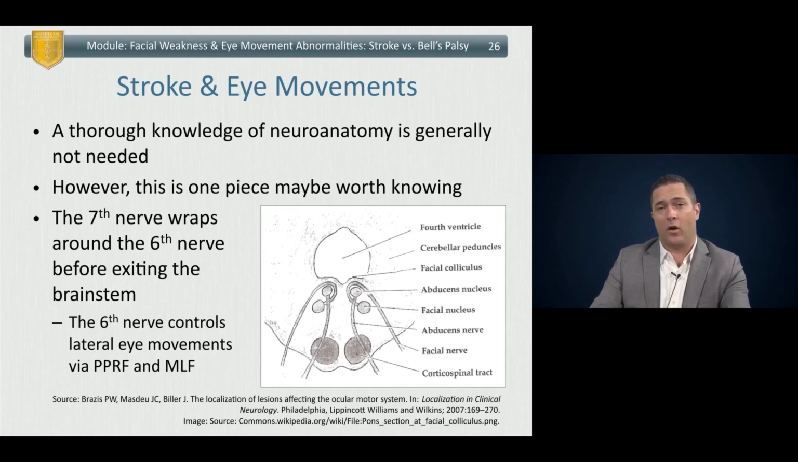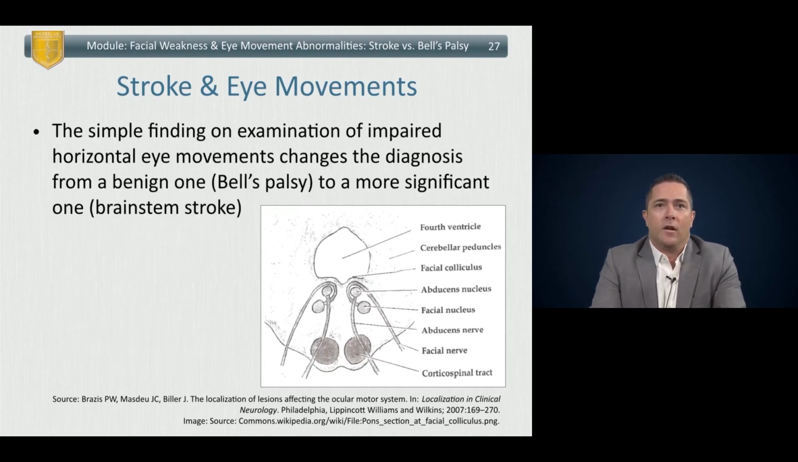Well, I think this would be a little bit of a harder question. I also think it's a very fair question, differentiating a really common, simple disorder from a much more serious one. All right. So again, what's the key finding here? It's that relationship of the sixth and seventh nerve, and the fact that both will be involved in a brainstem stroke, and only the seventh nerve in Bell's palsy.